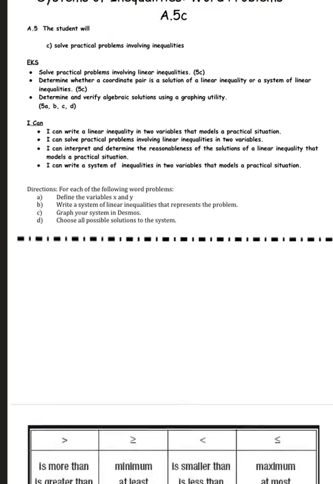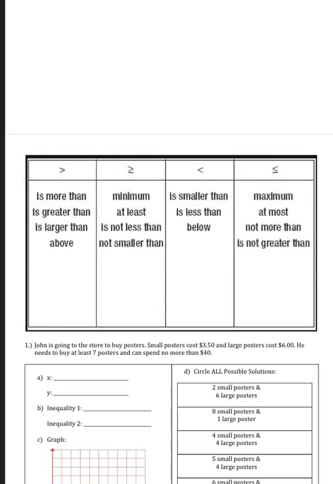All right, so before we begin with that, let's go over a little bit of vocab that goes along with each inequality symbol. When we have strictly greater than, we can use words like is more than, is greater than, is larger than, or above. For greater than or equal to, we have words like minimum, at least, is not less than, is not smaller than. For less than, we have is smaller than, is less than, below. And for less than or equal to, we have maximum, at most, not more than, is not greater than.